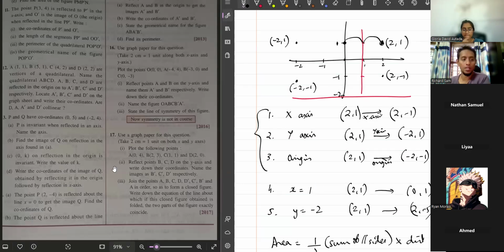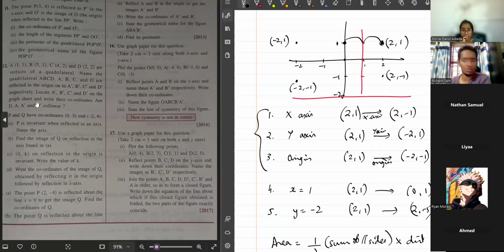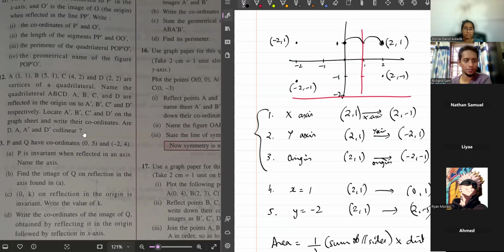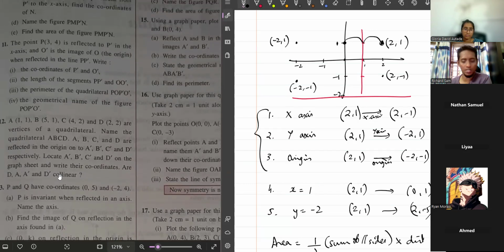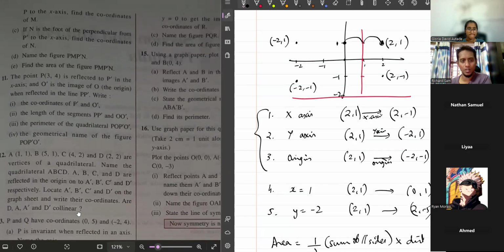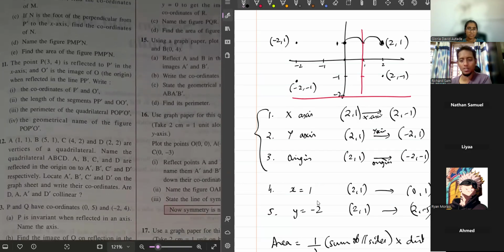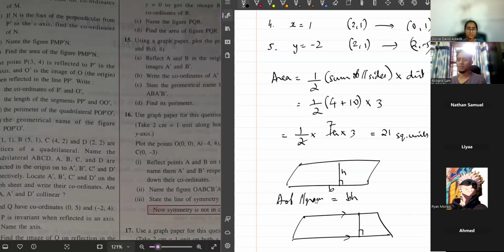There's a word here called covariant. Is that the word? You heard of that word? Collinear. There is collinear also. Collinear means what? Suppose I tell you three points are collinear. What does it mean?